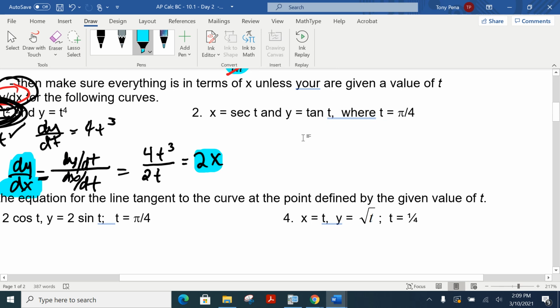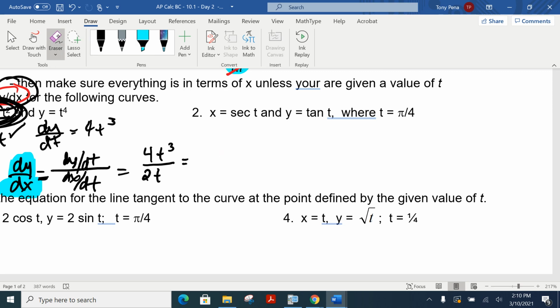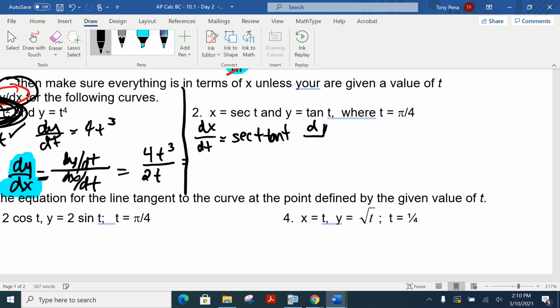All right, number 2, same process. So if I want the derivative of this first one, hopefully we got this. I'm going to erase this right now. A little room to operate. The derivative of the first one would be dx dt, and then that's just secant t tangent of t. The derivative of the y would be dy dt, my vertical change over my time. And the derivative of tangent is secant squared of t.